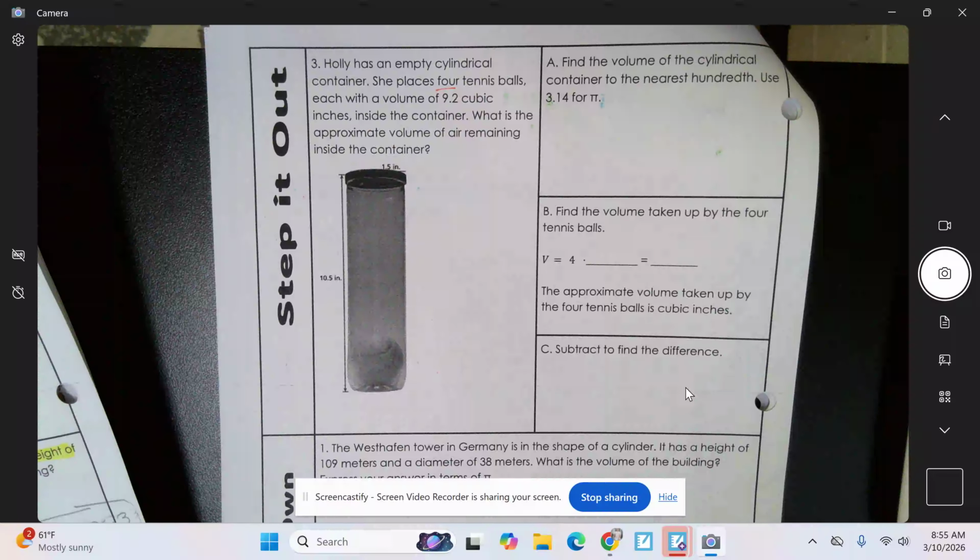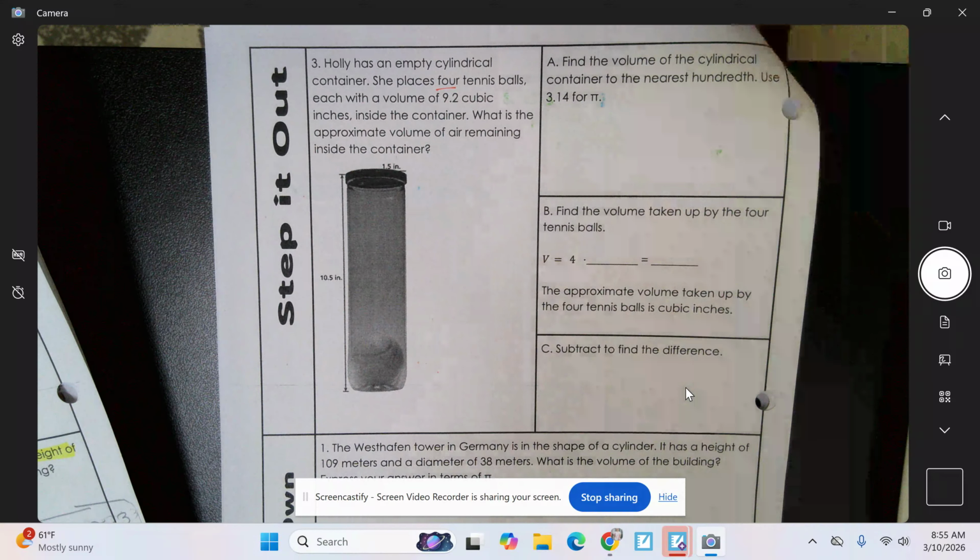We're trying to see, it says Holly has an empty cylindrical container. She places 4 tennis balls, each with a volume of 9.2 cubic inches, inside the container. What is the approximate volume of air remaining inside the container? So that tennis ball is taking up space, right? Every time we put a tennis ball in there, it's taking up space. We want to know how much space is left in the container, because it might need so much air so that it can breathe so it doesn't explode on you, right?